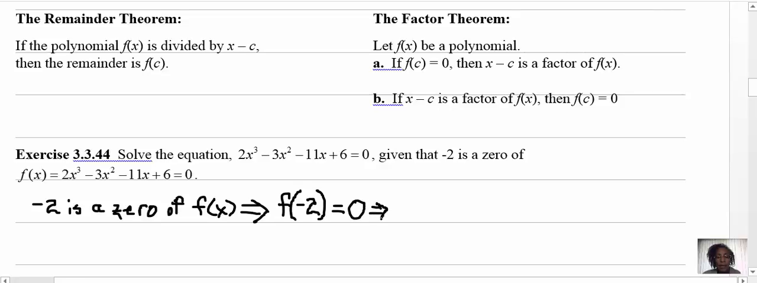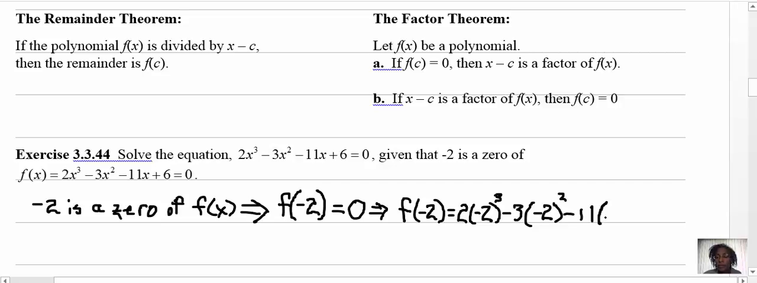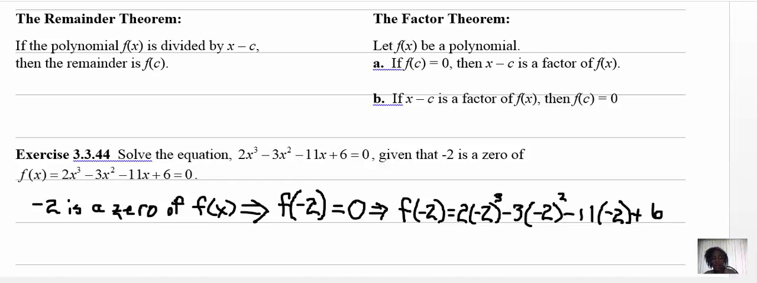Now let's keep in mind that f of negative 2 means all of the x's in this polynomial are replaced with negative 2. So notice what I'm doing. Every x is getting replaced with negative 2. So f of negative 2 is actually going to be 0. That's why we call negative 2 a zero of the function, because if that value replaces the variable in the function, the result is 0.